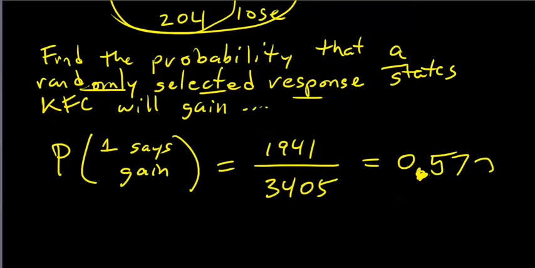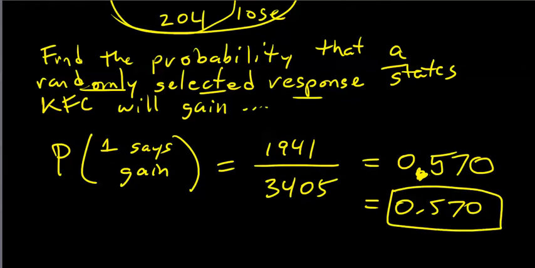That didn't come out very well. I'm having a little trouble here. 0.570. Box it, go on to the next question. Okay? All right.